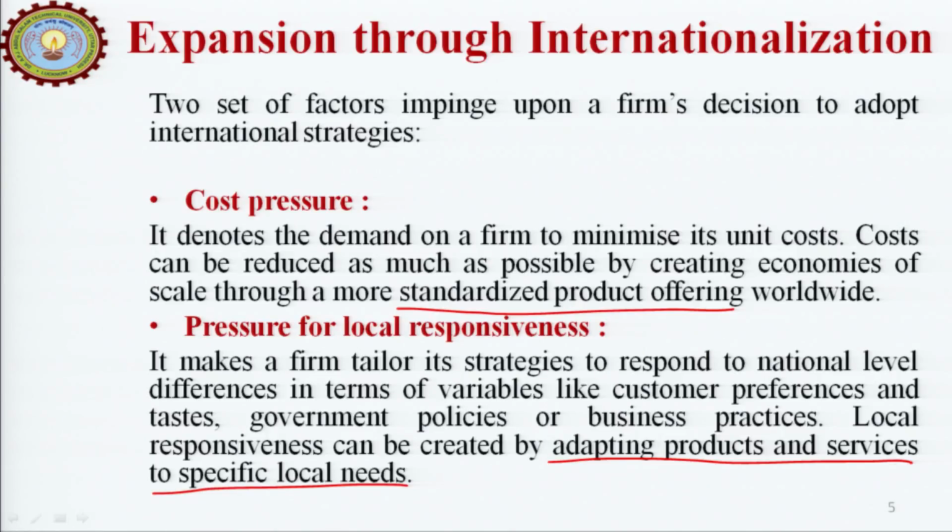Now, these are totally in contrast with each other. If one is there, the other will not be there. If the second one is there, the first one cannot happen. Here, you are not producing in bulk. So what is happening as a result of that? Either the company can focus on this, or the company has to focus on that. In the second case, you have to provide customized goods and services for each part of the international market which you want to cater to.